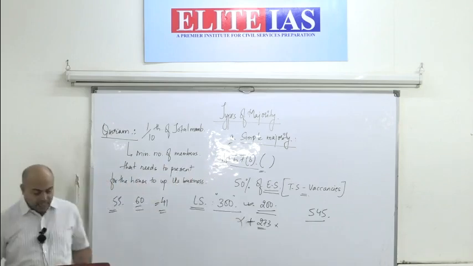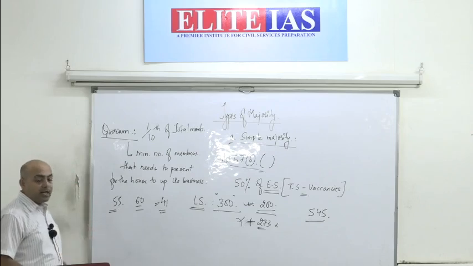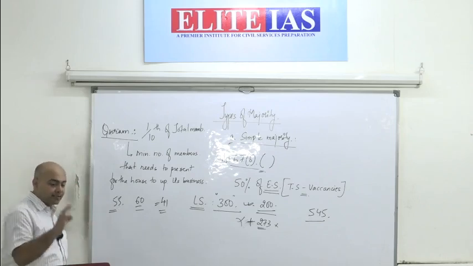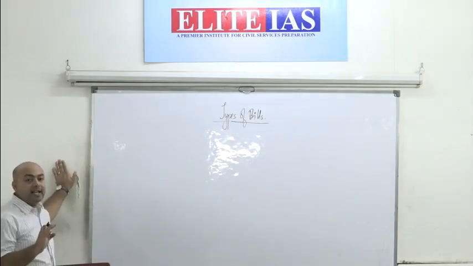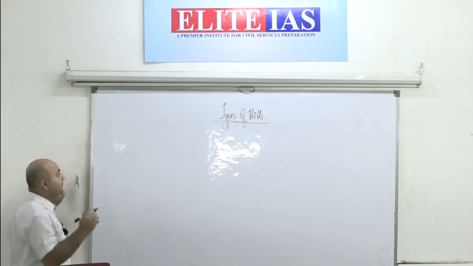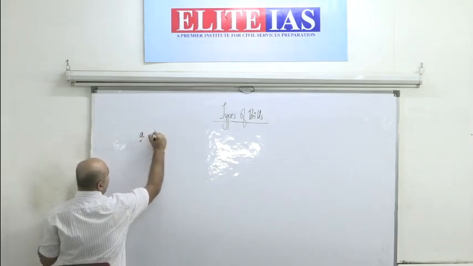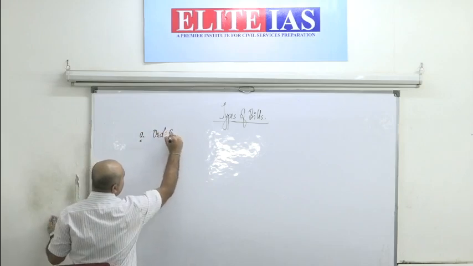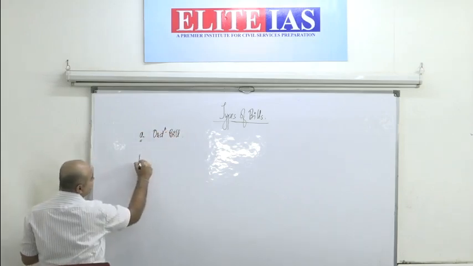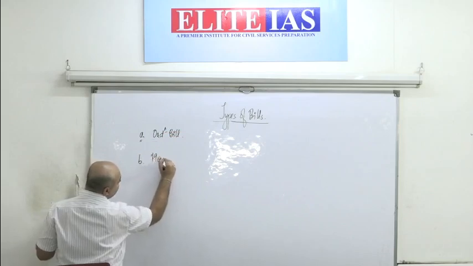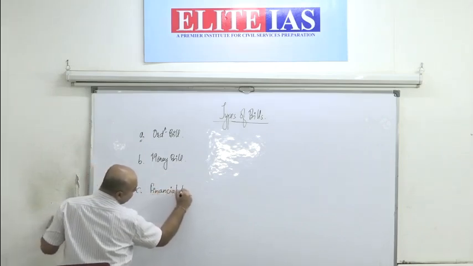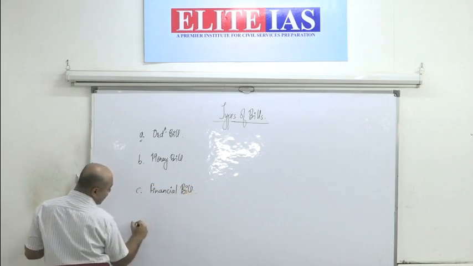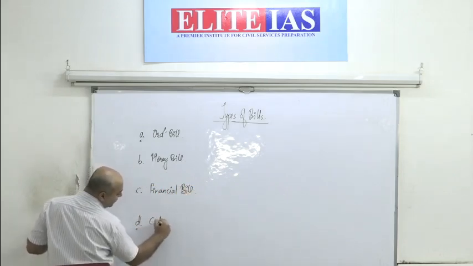This is where we end our discussion on types of majority. Now let's start with types of bills. See, basically there are 4 kinds of bills: ordinary bill, money bill, financial bill, and constitutional amendment bill.